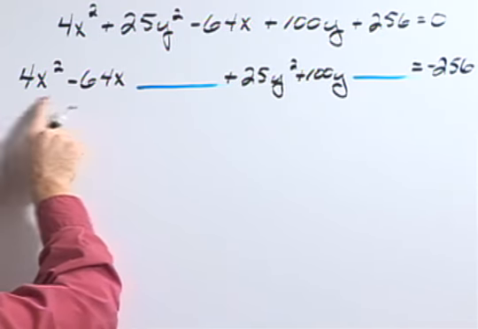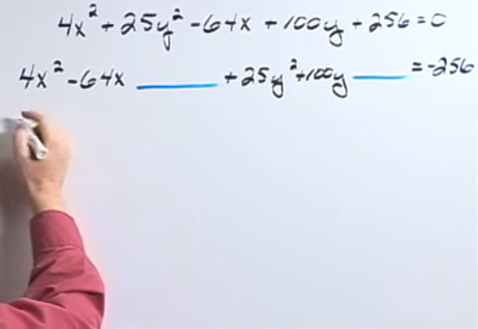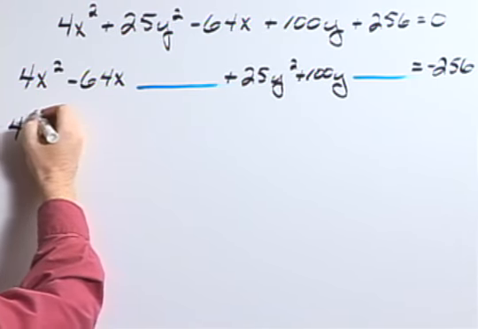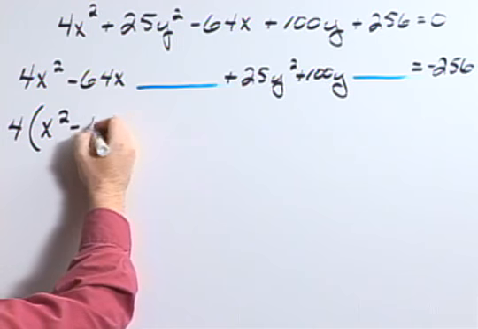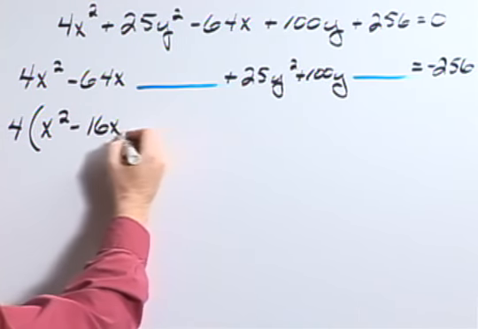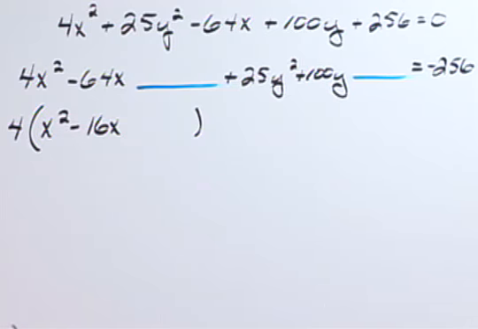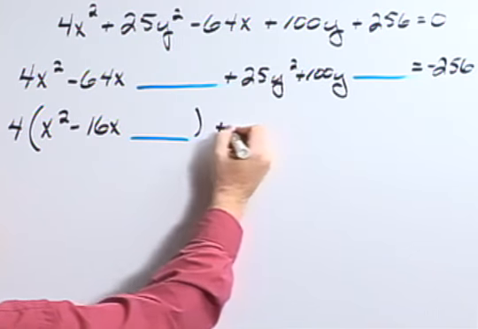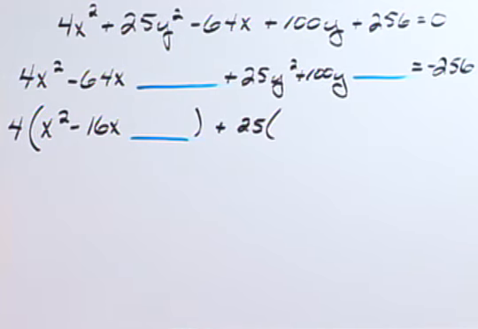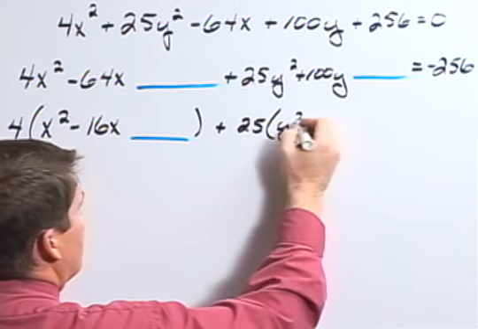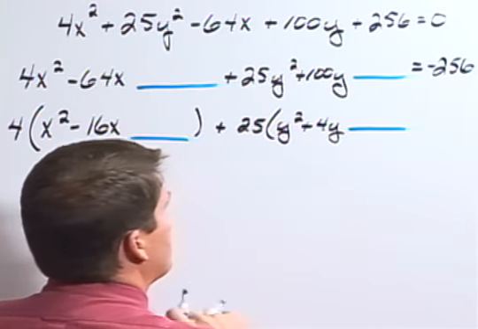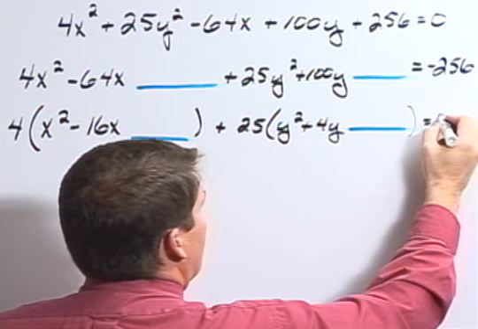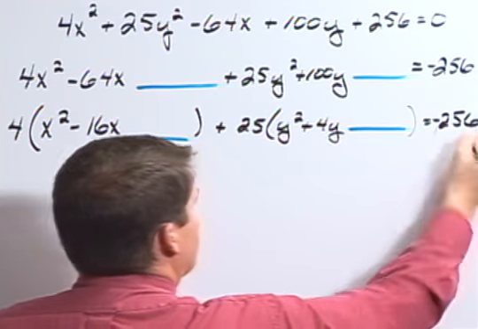Notice, before I use completing the square, I want to first factor out the leading coefficient. So let's rewrite this one more time as 4 times x squared minus 16x, plus 25 times y squared plus 4y, equals the negative 256.